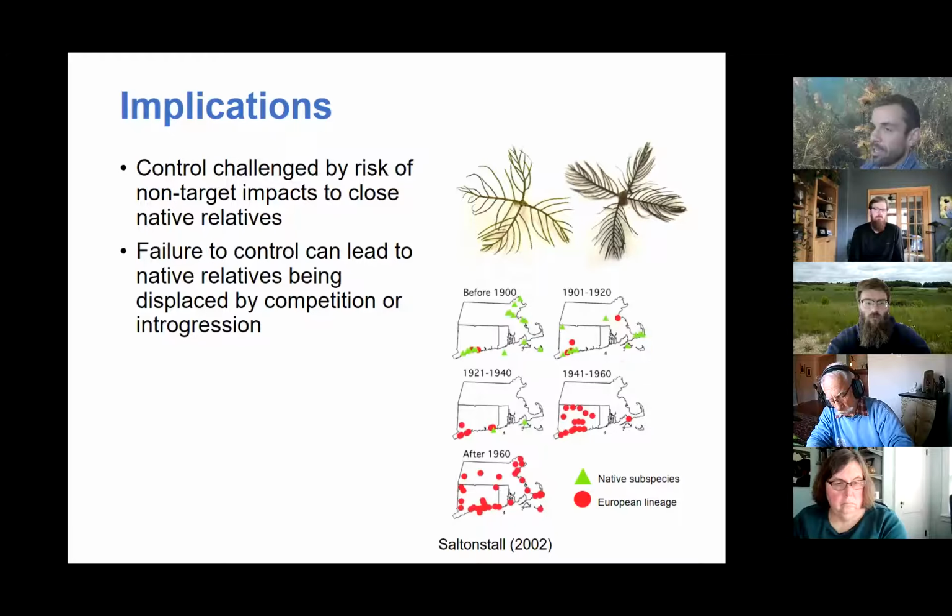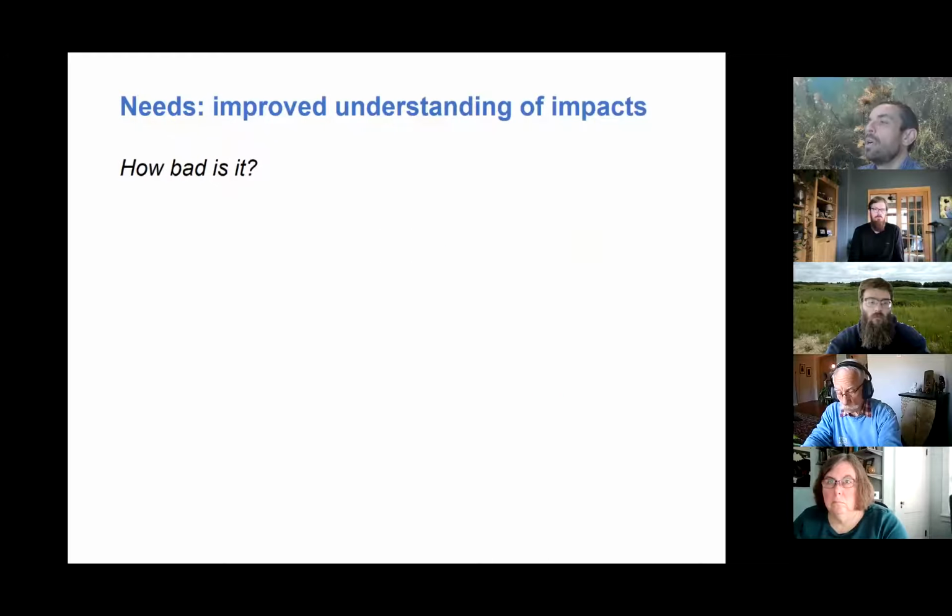Conversely, failure to control can lead to native relatives being displaced by competition or this genetic introgression. Going back to the Salt and Salt paper, this is zooming in on southern New England and showing the sequence of native Phragmites being displaced from that landscape with the spread of European genotypes. So there are a lot of applied research needs that come out of it that we've been working to address.